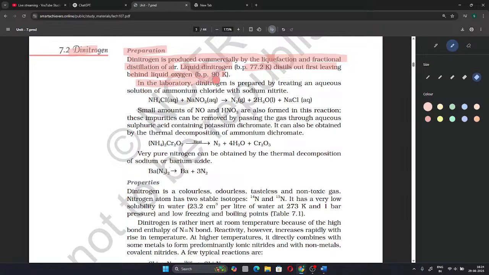In the laboratory, dinitrogen is prepared by treating an aqueous solution of ammonium chloride with sodium nitrite. Ammonium chloride plus sodium nitrite gives nitrogen gas, or dinitrogen, water and salt. Small amounts of nitrogen monoxide and nitric acid are also formed in this reaction. These impurities can be removed by passing the gas through aqueous sulfuric acid containing potassium dichromate.